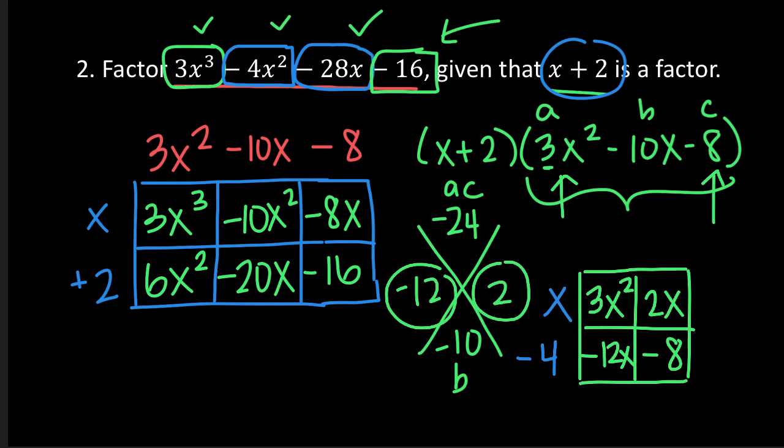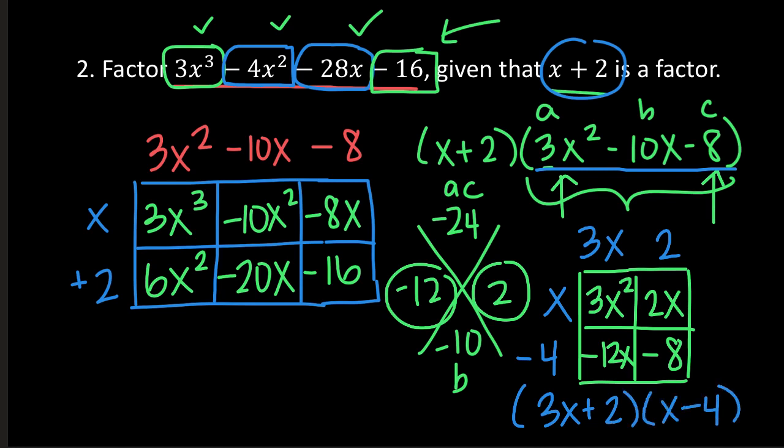Now I'm going to look at this column and think of what those terms have in common that I can factor out. And then this column, what do 2x and negative 8 have in common that I can factor out? Okay, so 3x squared minus 10x minus 8 is 3x plus 2 and x minus 4. And I'm going to bring down this original factor, x plus 2. And now I have the whole thing all factored out.